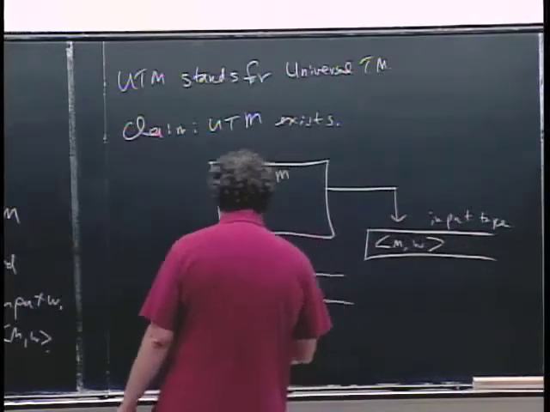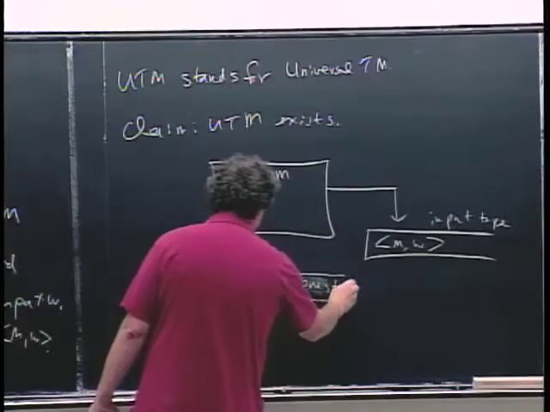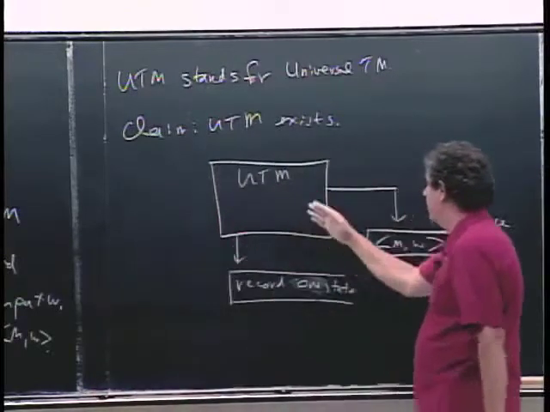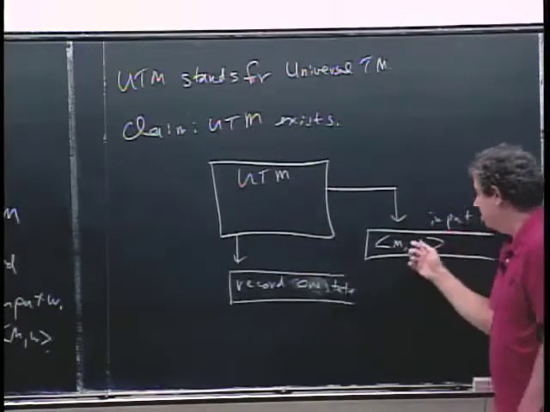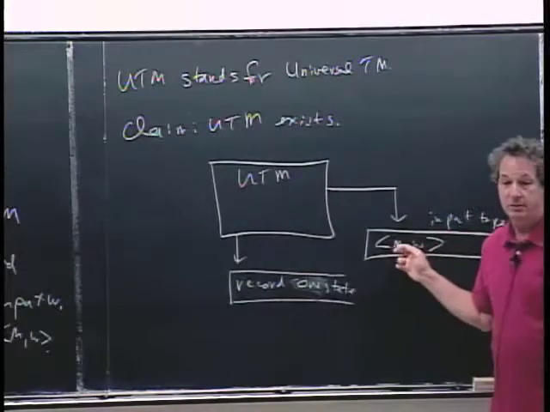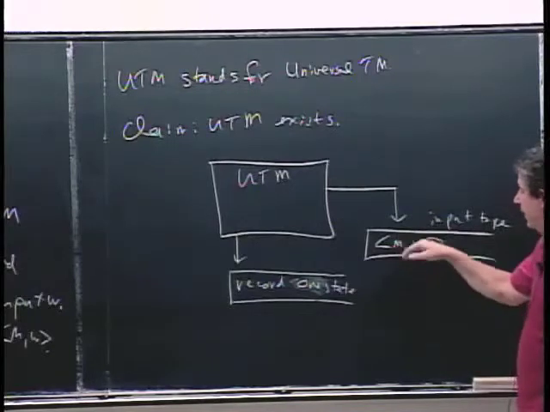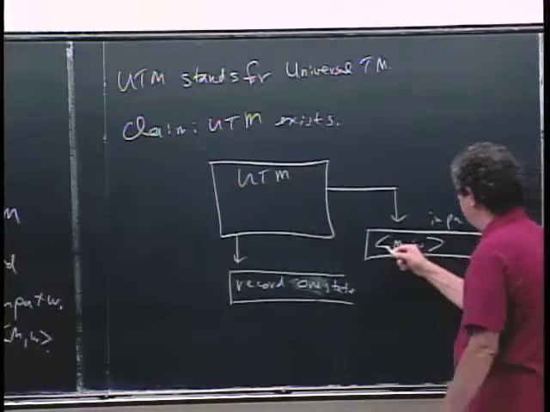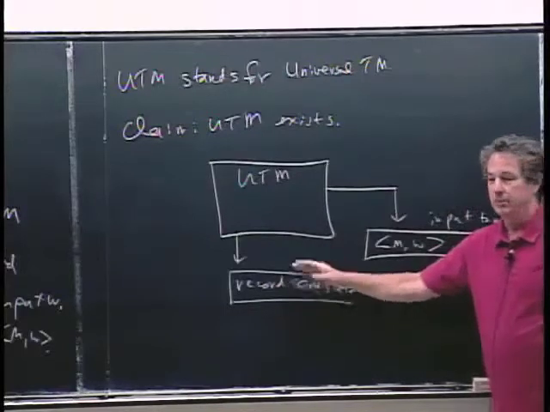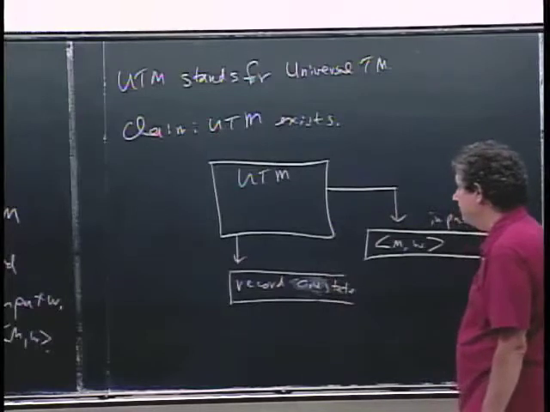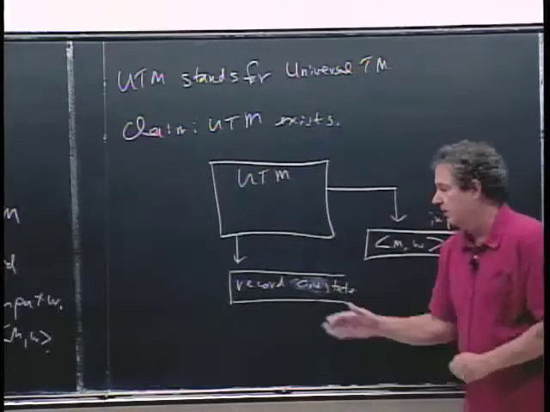So I'm going to have a tape here that's going to record one state. Remember, the UTM is going to try to simulate what M does on input W. And I just want to be able to remember what state M is in during the simulation. So M is being given input W. And if M was running, it would be going through a series of states. And in the simulation, I just want to record what those states are. And we can just do that on a separate tape. That's easiest. And we'll see if I want more tapes than this. But right now, let's just have that tape.